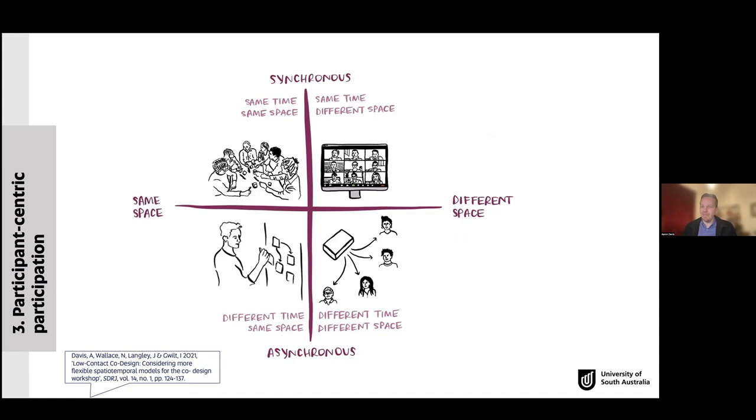Third ingredient is about changing our perspective on how we engage. And this is something that is challenging to bring into the classroom. But through research work, we're looking very much at how do we start from our participant group rather than our own convenience? So working through a spatiotemporal framework in this instance to define what might work for our participants.